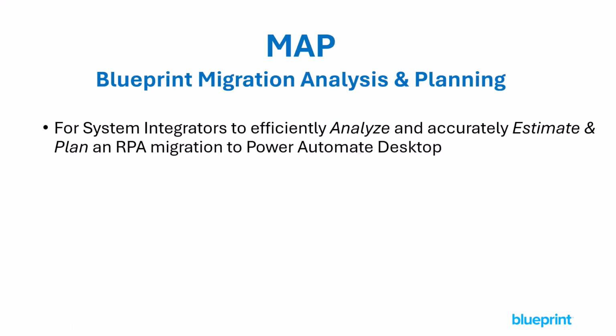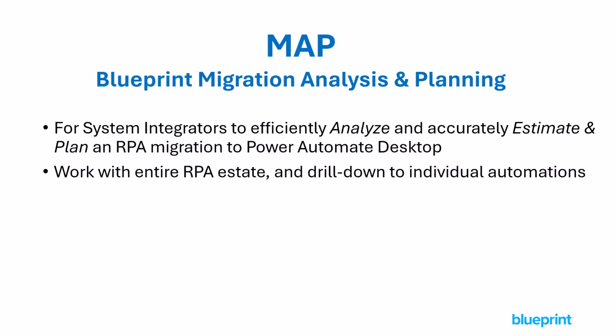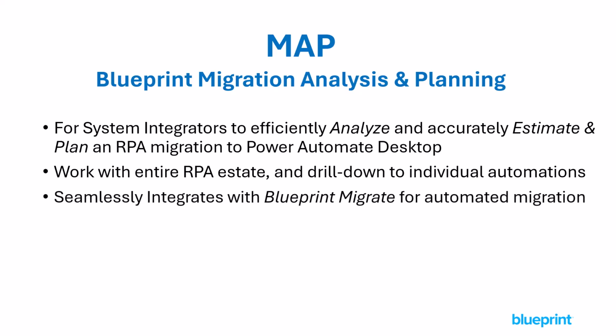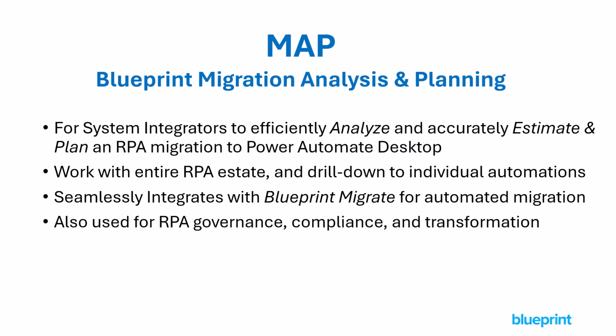Blueprint MAP is for system integrators to efficiently analyze and accurately estimate and plan an RPA migration to Microsoft Power Automate Desktop. Blueprint MAP works with the entire RPA estate and also allows you to drill down into individual automations. It seamlessly integrates with Blueprint's Migrate product to perform an automated migration. Besides migration, it can also be used for RPA governance, compliance, and transformation initiatives.